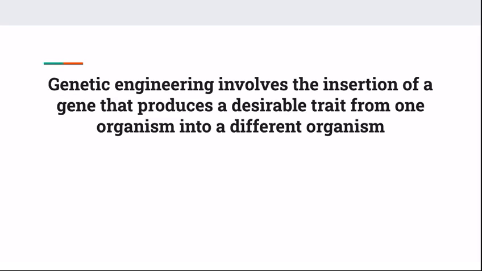Traditionally, humans have manipulated genomes indirectly by controlling breeding and selecting offspring with desired traits. However, genetic engineering involves the direct manipulation of one or more genes. One gene that produces a desirable trait is inserted from one organism into a different organism. So, in simpler terms, it is the changing of an organism's DNA to give the organism new traits.